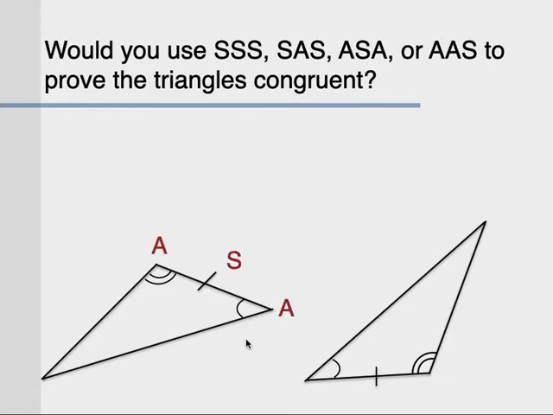Have you put A's by the congruent angle symbols and S's by the congruent side symbols? You see it's two pairs of matching angles with one pair of matching sides between them, so it'd be ASA. Notice how the pair of matching sides is between the matching angles, so the S is between the A's, not at the end. It's ASA, not AAS in this particular case.